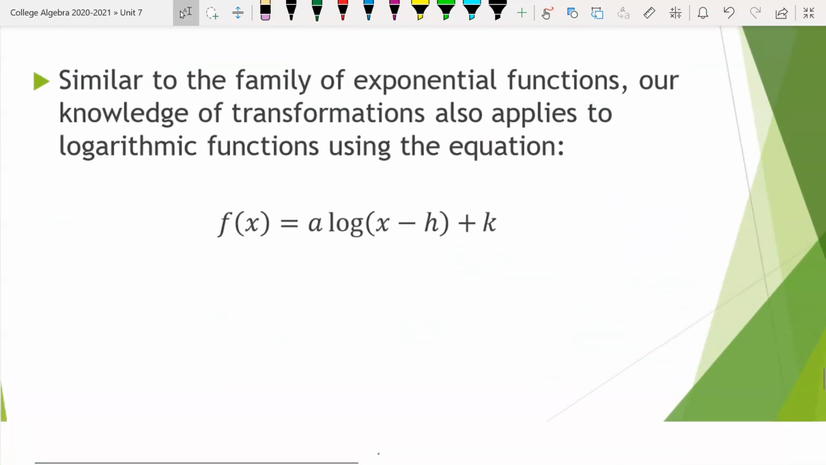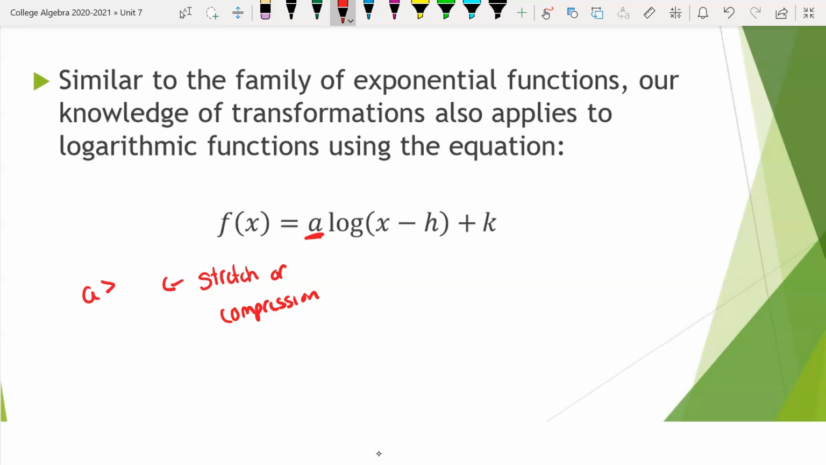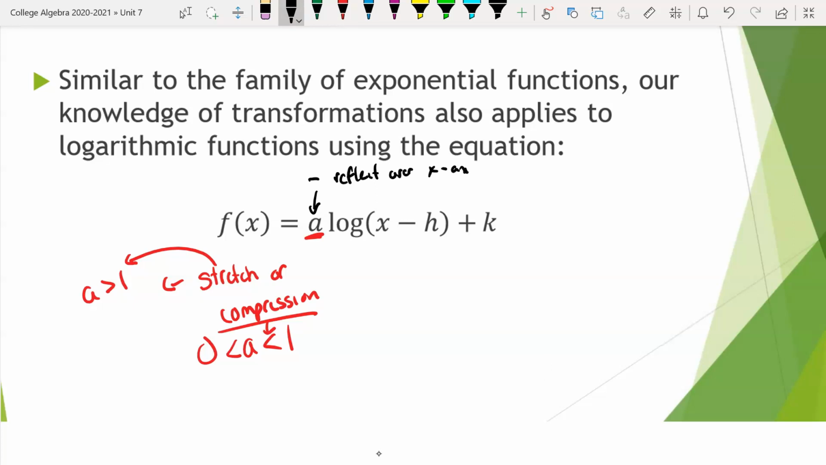Now transformations, very similar to transformations we've done before. The a out front is a stretch or compression. Hopefully you remember it's a stretch if it's greater than 1. If it's between 1 and 0, it's going to be a compression. If your a is negative, that's a reflection over the x-axis. If your x is negative, that's a reflection over the y-axis.